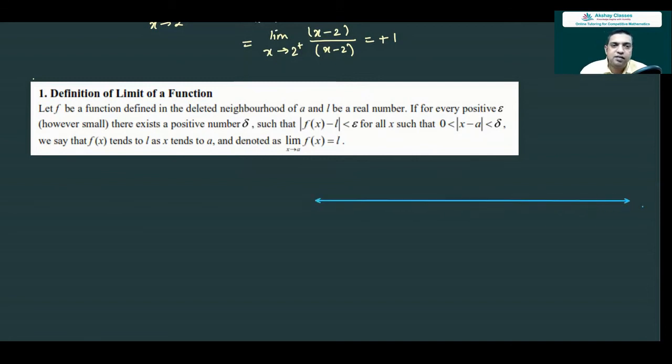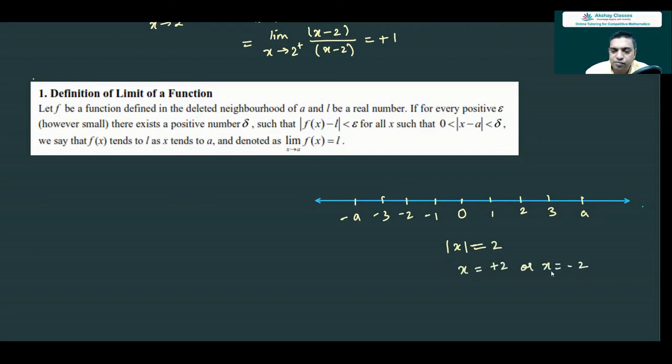See, when I say this is 0, 1, 2, 3, minus 1, minus 2, minus 3, and let's say a, and say minus a. So when I say mod x is equal to 2, which means x can be value 2 or minus 2. Okay, x can either be plus 2 or x can be equal to minus 2. So it represents these points.